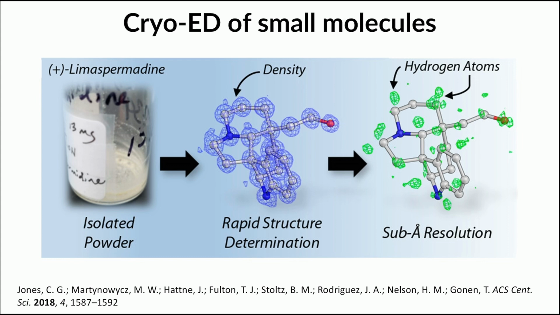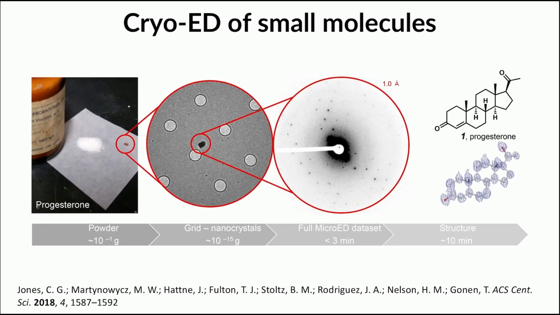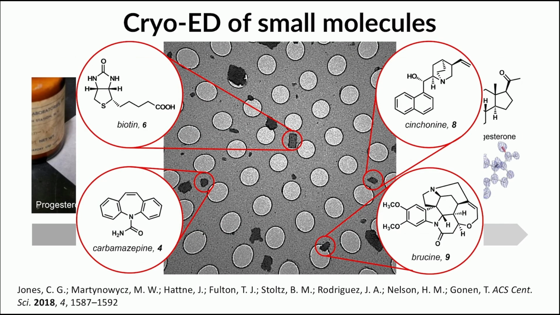And finally, I want to talk about cryo-ED of small molecules. Basically, we have an organic compound that is solid and crystalline. We can put it on a grid, and then in a few minutes, get a structure and also refine hydrogen atoms. This is what it looks like from a powder, and we can get a crystal very quickly. And we can actually screen multiple organic compounds on the same grid. So this will have certain applications.